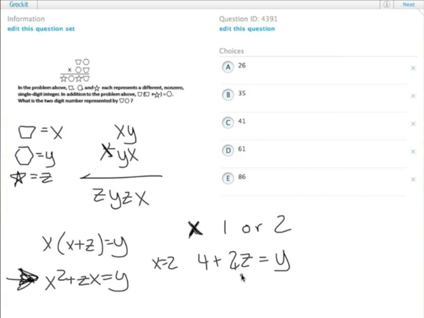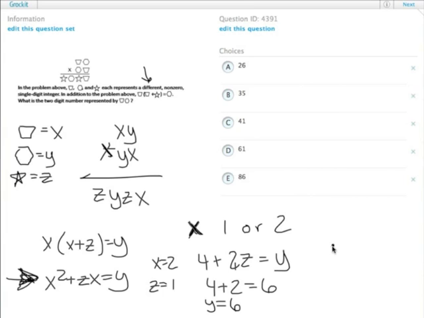So z itself has to be 1 or 2, and all the digits are different. It says right in the problem that each one of these symbols represents a different number. Z can't be 2 because x already is. So that means that z equals 1. And so 4 plus 2 equals 6. So y equals 6 in the x equals 2 scenario.